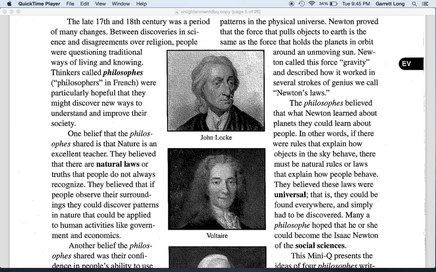Moving on with the reading. Another belief the philosophers shared was their confidence in people's ability to use reason to discover truth. Please highlight confidence in people's ability to use reason to discover truth. Now, in the margin, guys, I want you to write down people were figuring out the truth on their own.